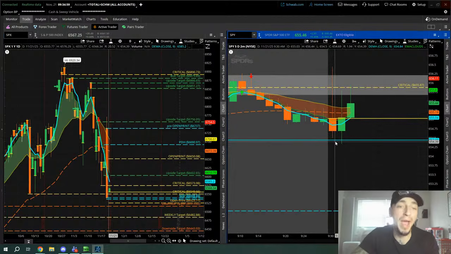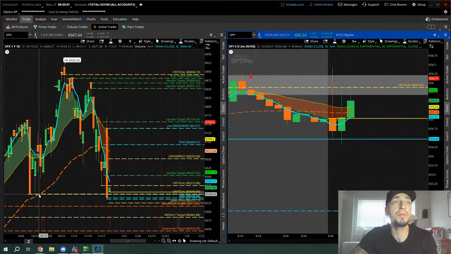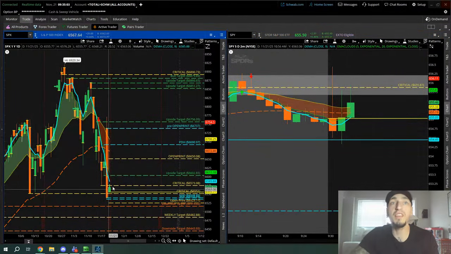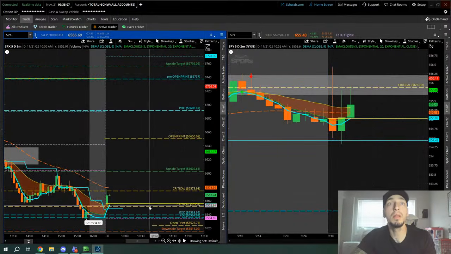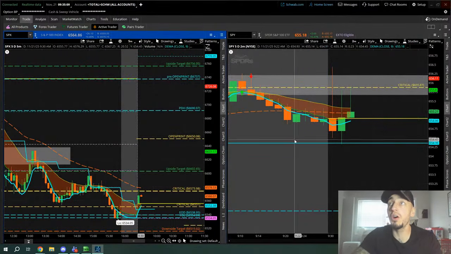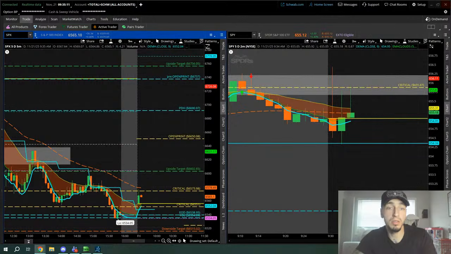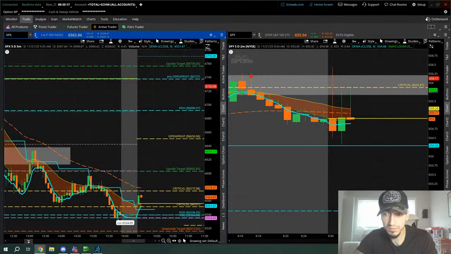But right now it's a battle between the 1-hour and this level. The 1-hour trend could take it. If buyers take this, it's going to explode. But we couldn't close. We could not close.